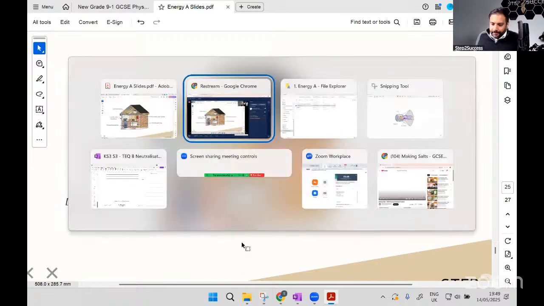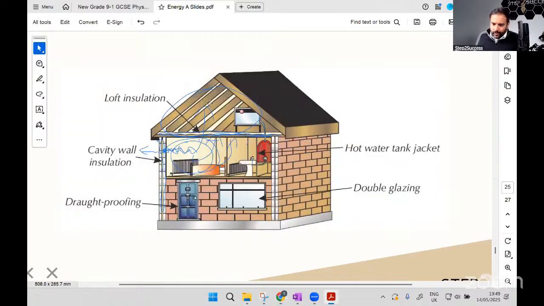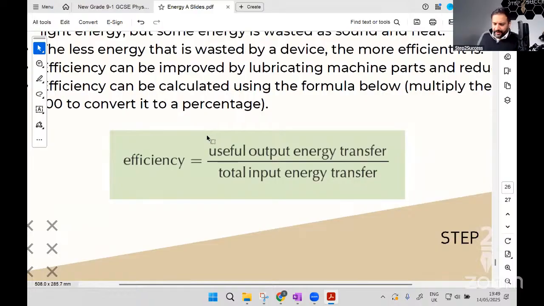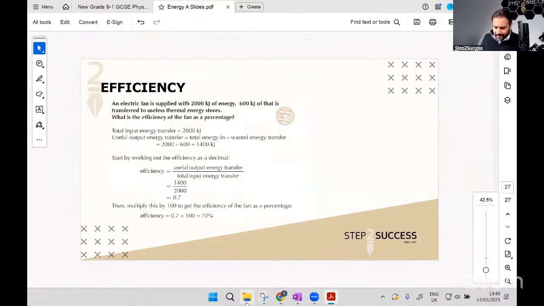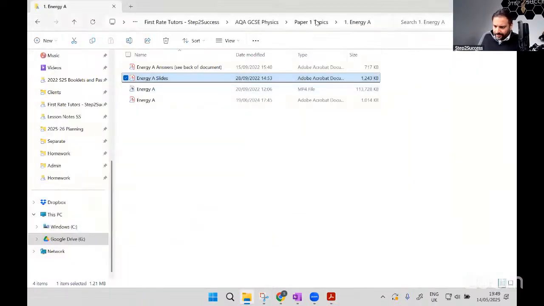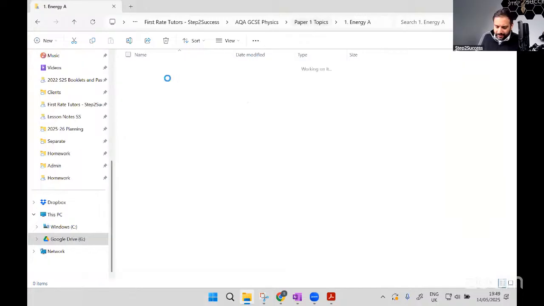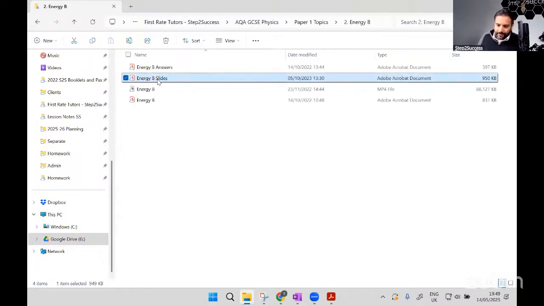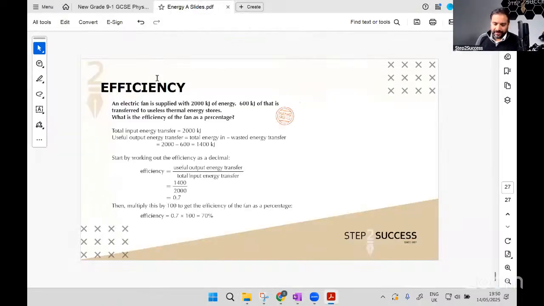What else? Efficiency, I don't want to do, it's just an equation. And then there's another part of this topic, which I will do to finish. It's a very short topic, but the other part of energy is to do with energy resources and where we get our energy from. The majority of our energy, sadly, comes from fossil fuels, which are non-renewable energy sources.